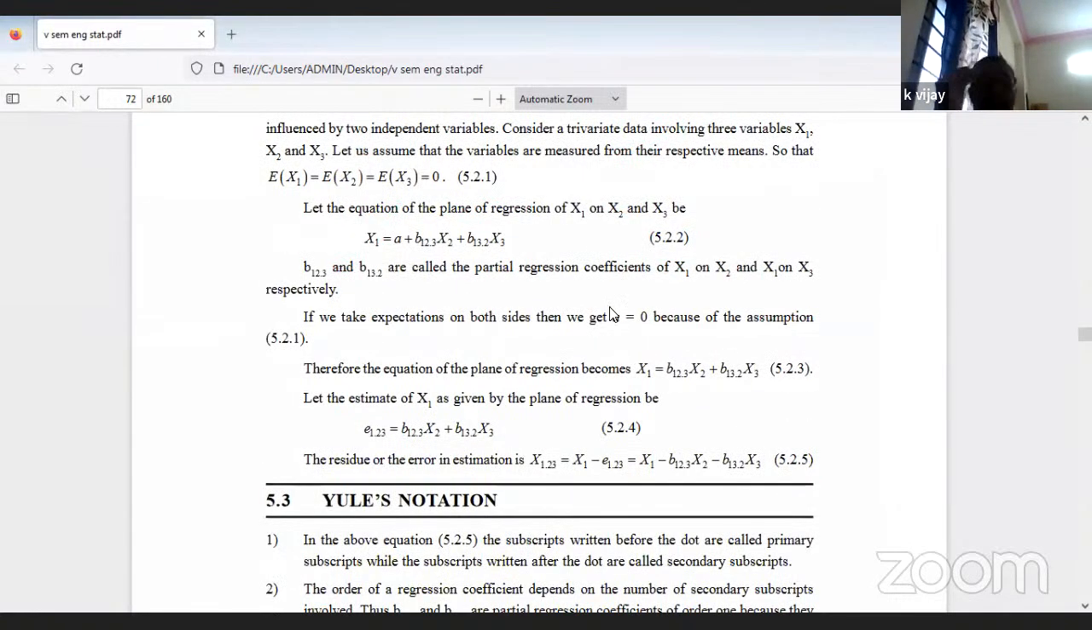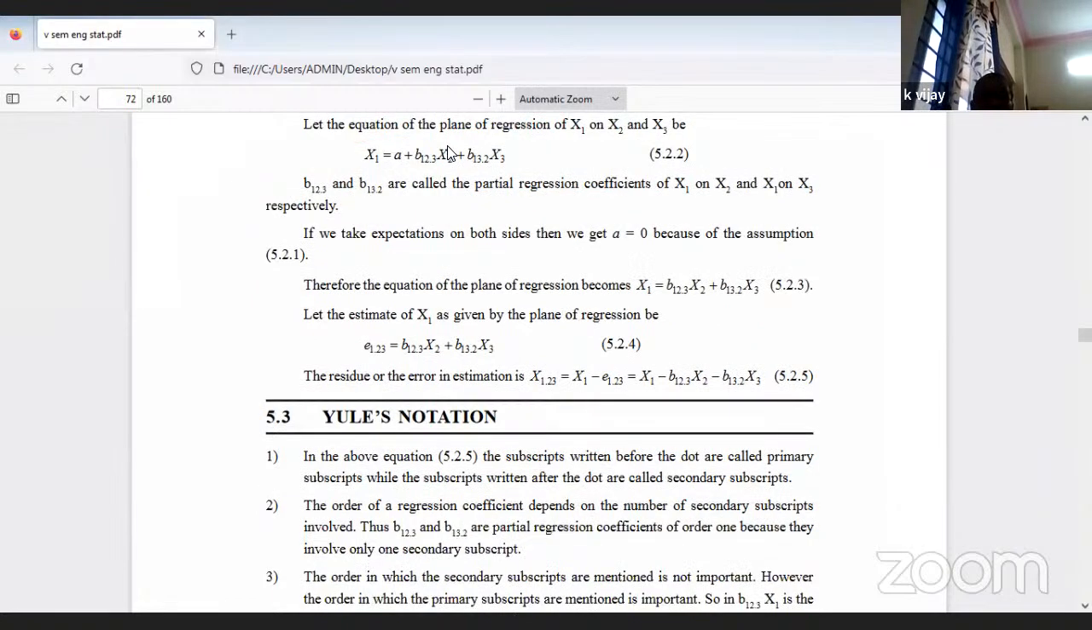If we take expectations on both sides, a is equal to 0, because the assumption we have taken here is that E(X1) = E(X2) = E(X3) = 0. Therefore, the equation of the plane of regression becomes X1 = b12.3 X2 + b13.2 X3.